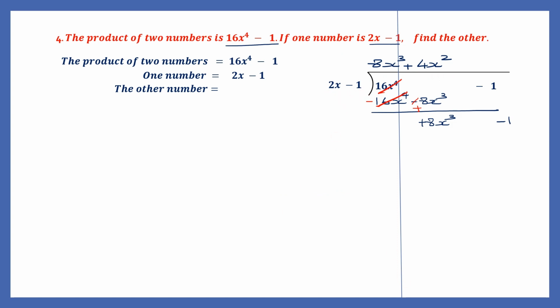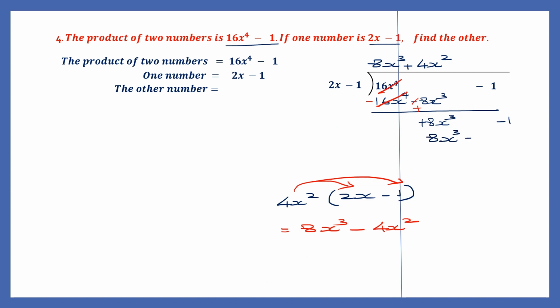So let's do that. So that is 4x square into 2x minus 1. So multiply 4x square into 2x. The number is 4 2s are 8. X square into x is x to the power of 3. Then multiply this into minus 1. It's minus 4x square. So let's write what we got now below this. So that will be 8x cube minus 4x square.